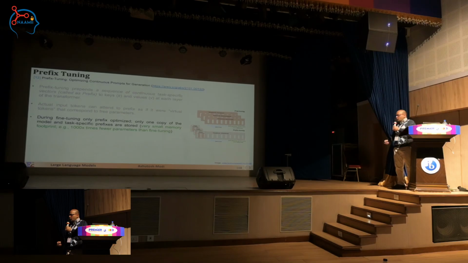And during fine tuning, only the prefix tokens are optimized. And you can keep one copy of the model, and task prefixes can be stored in the memory, and you can do sort of plug and play. But the good thing is these task prefix vectors are much smaller, with very few parameters compared to the base model, almost a factor of 1,000, right? So this is super efficient.